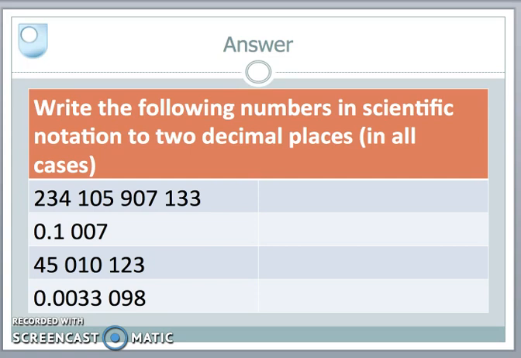Here are some big numbers and some small numbers. In this case, I'm going to write the numbers in scientific notation to 2 decimal places. So I want to represent the number in scientific notation, but I only want to represent the decimal places to 2 significant figures. So we're going to do some rounding. Now, the mechanism for turning a number into scientific notation is to move a decimal point.